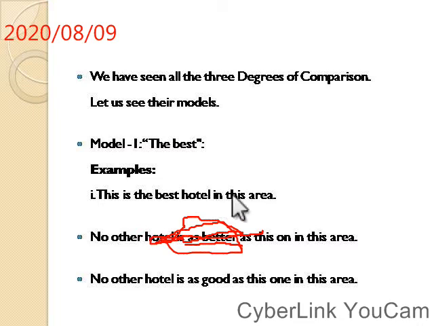What is this degree? Superlative degree. Good, better, best. Positive is good, comparative is better, superlative is best. So in the positive degree, it should be good: no other hotel is as good as this hotel. This hotel is better than any other hotel in this area. This is the best hotel in the area. Okay.